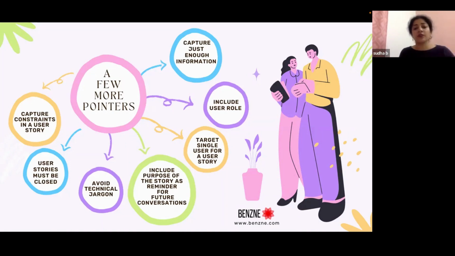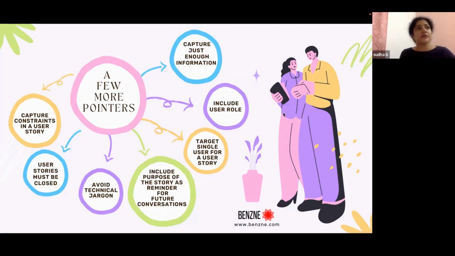Ensure your stories are closed. So these are a few things that you have to bear in mind. The characteristics of user stories, what makes a user story great. You'll see how do you generate the user stories. So that takes us to the next topic.